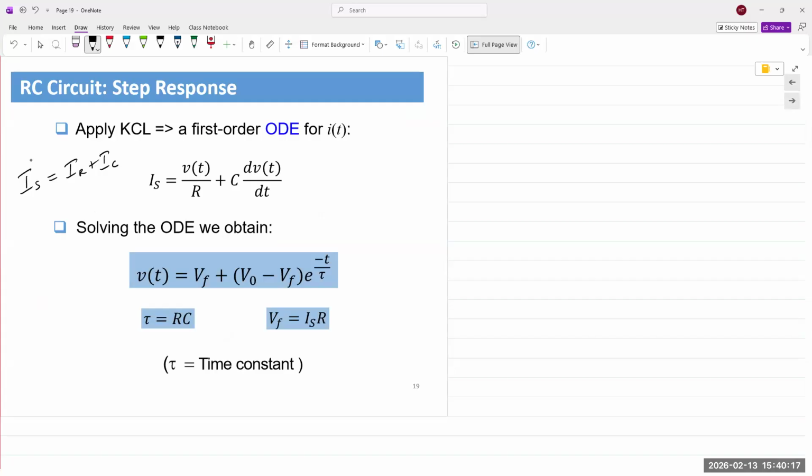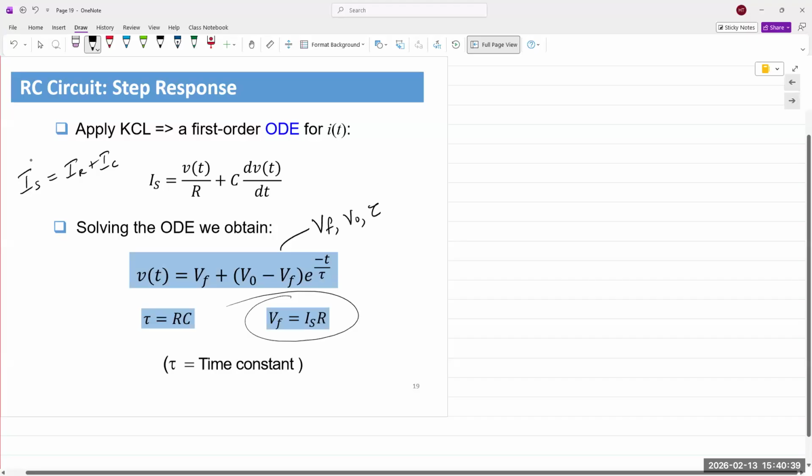Solve the differential equation. And again, you have three terms in there: starting point, end point, and the speed of energy transfer. Final value of the voltage, we obtain from Ohm's law. And time constant remains the same. For an RC circuit, it is the product of R and C.